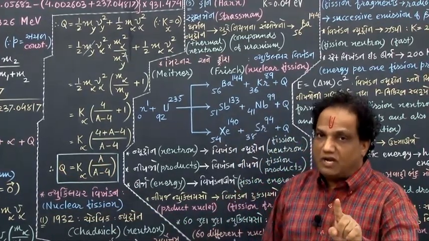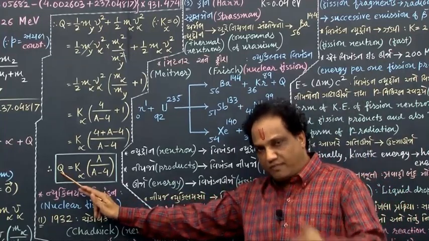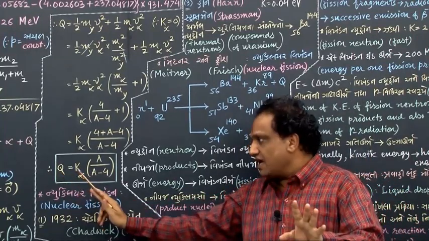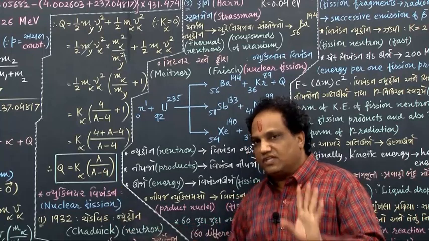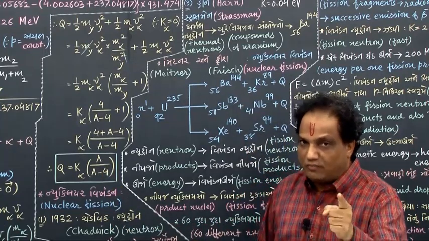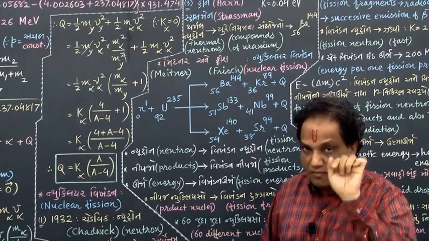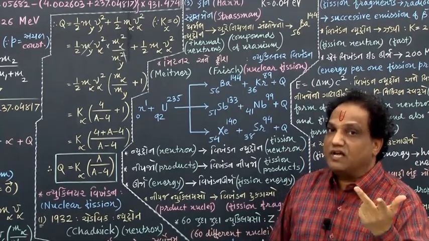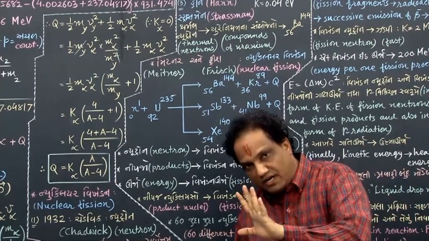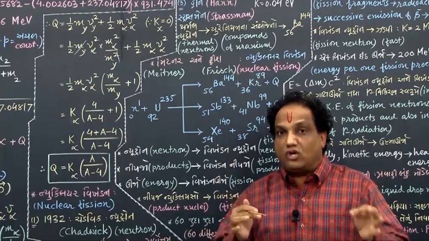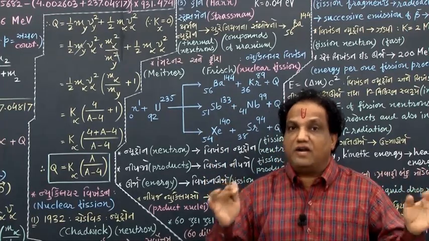Correct? What is that formula? Q value of the reaction is K alpha into A upon A minus 4. What is K alpha? Kinetic energy of alpha particle. And what is capital A? Atomic mass number of the parent nucleus.